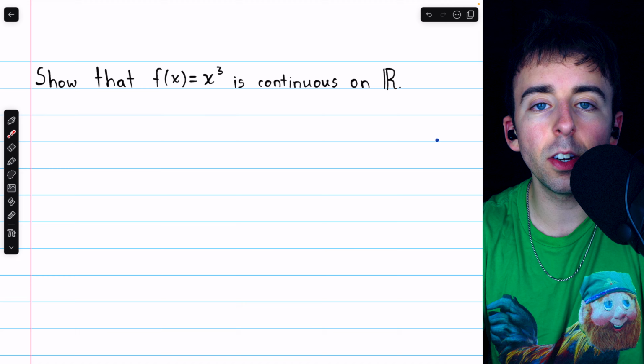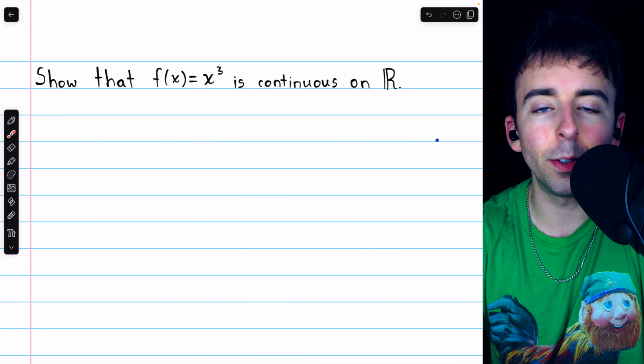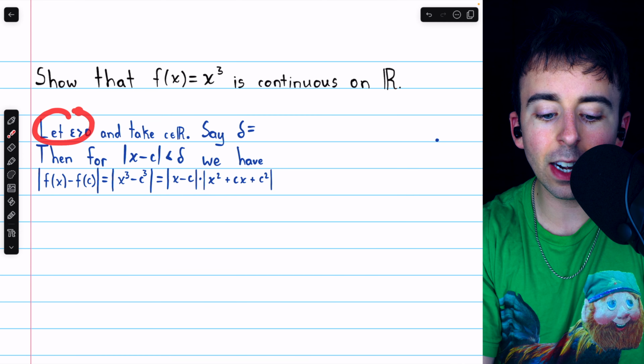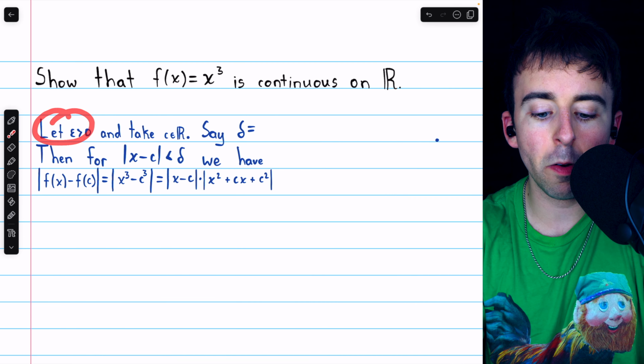Let's use the epsilon delta definition of continuity to prove that x cubed is continuous on all real numbers. I'll leave a link in the description to my lesson introducing this definition of continuity if you need to review. As always, we begin our continuity proof by taking an arbitrary epsilon greater than 0.